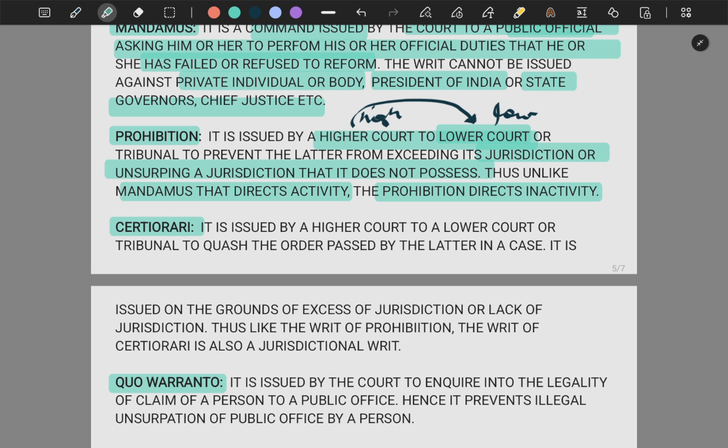And then next comes certiorari. It is issued by a higher court to the lower court or tribunal to quash the order passed by the latter in a case. It is issued on grounds of excess jurisdiction or lack of jurisdiction. So just like the writ of prohibition, the writ of certiorari is also a jurisdictional writ. It is the order issued from the higher court to the lower court, to make sure that the order passed by the lower court is quashed when it shows excess of jurisdiction or lack of jurisdiction. That's what certiorari is.